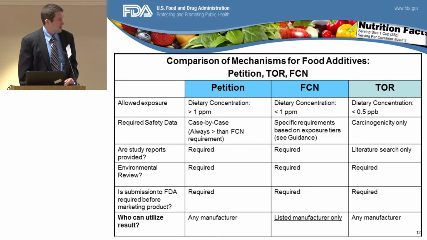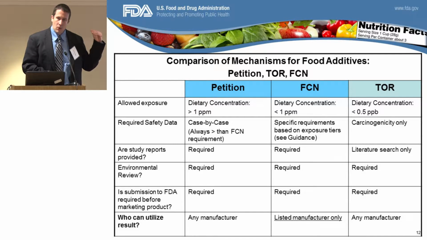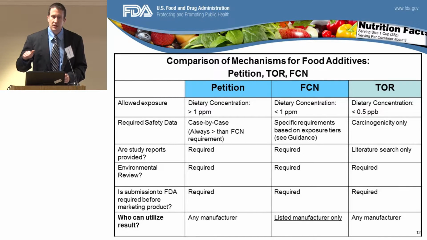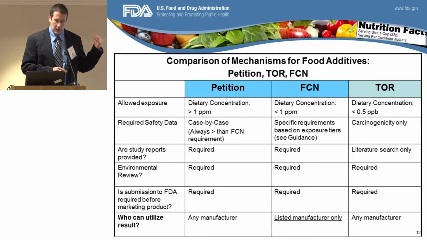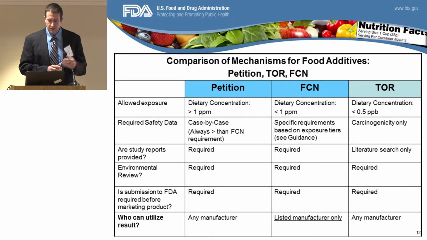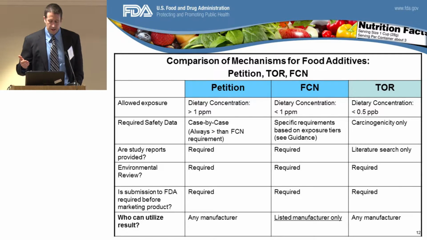And that's a little different for FCNs. So for FCNs, between exposures of 0.5 parts per billion and 1 part per million, we have tiered toxicological testing requirements. Now, those are laid out in our toxicological guidance documents. They're relatively straightforward, and it depends if it's less than 0.5 parts per billion, once again, we're talking carcinogenicity.